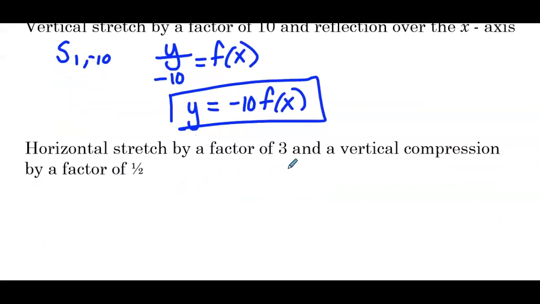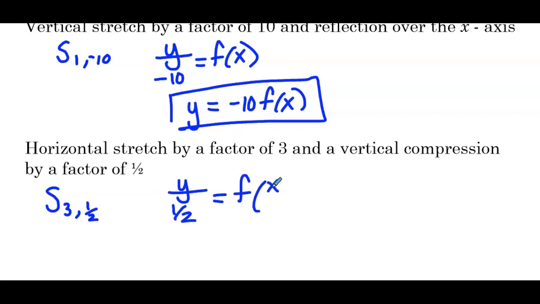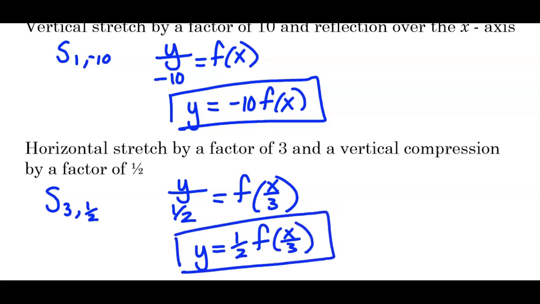Next, we have a horizontal stretch by a factor of 3 and a vertical compression by a factor of 1/2. So we have both types of scaling occurring here. Okay, so horizontal stretch, that's our x factor, so that's 3. And vertical compression, that's our y factor, so that's 1/2. So in our equation, we're going to divide y by 1/2, and we're going to divide x by 3. And putting in y equals form, we'd have y equals 1/2 f of x over 3. Perfect.